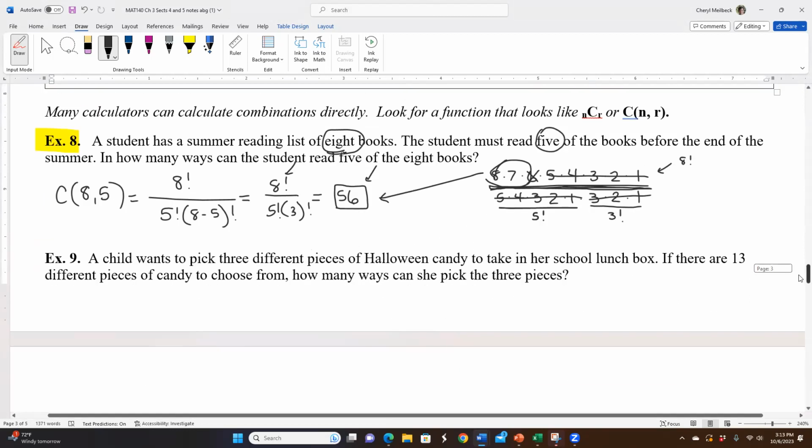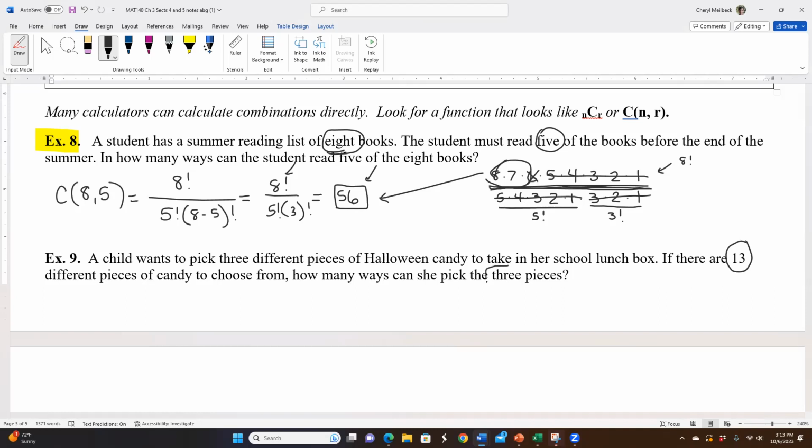Let's try this next example. In example 9, it says a child wants to pick 3 different pieces of Halloween candy to take to her school in her lunchbox. If there are 13 different pieces of candy to choose from, in how many ways can she pick 3 pieces? All right, use your math skills, and let's see what you get for this one.